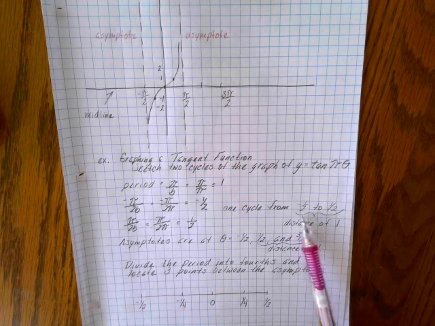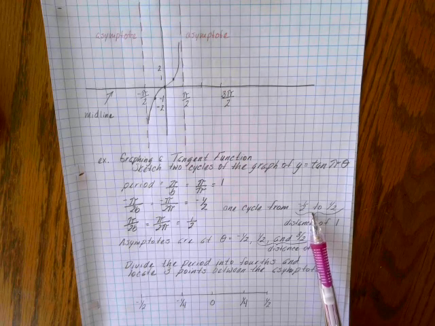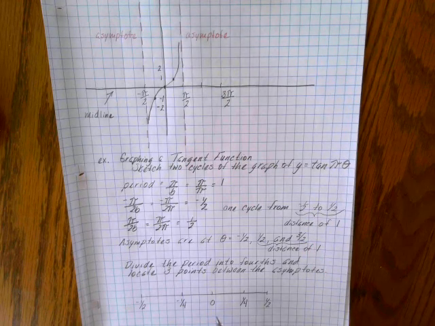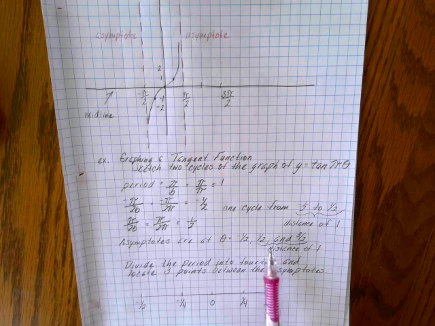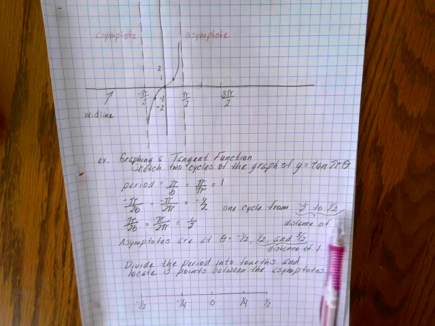So if we split that 1 in half, we would get the point that lies in the middle, which would be 0. Then if we split the distance from negative 1/2 to 0 in half, we get negative 1/4. Then if we split the distance from 0 to 1/2 in half, we get positive 1/4. So our asymptotes are going to be at negative 1/2 and 1/2 because we calculated that.